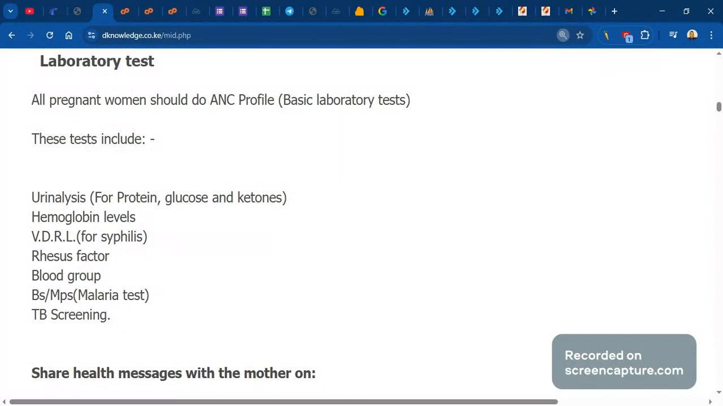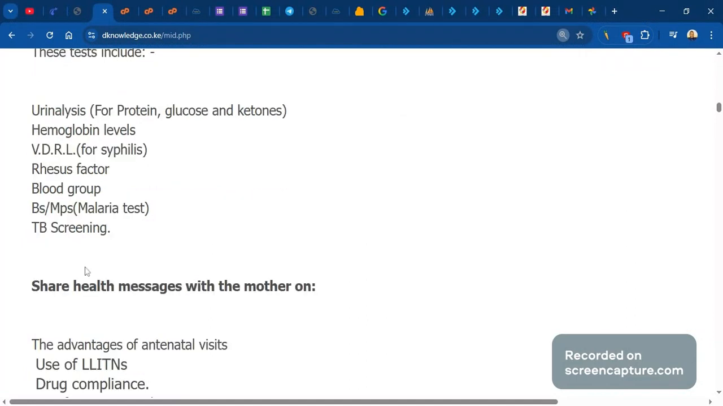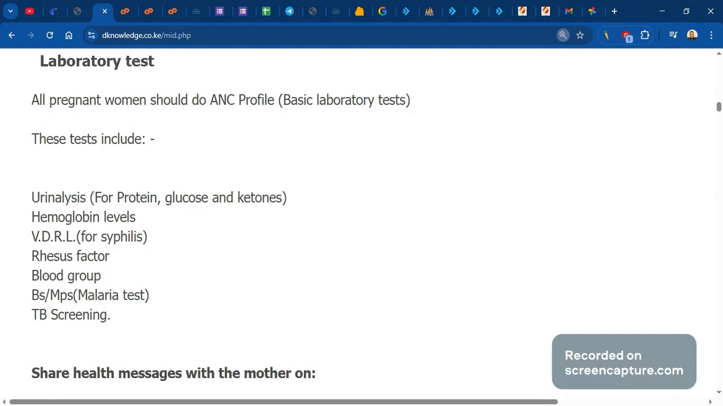VDRL for syphilis, because syphilis can be congenitally acquired by the fetus. Okay. And it can cause conditions such as blindness, and can affect the eyes and many other organs of the baby. So, rhesus factor, we check that to assure us of rhesus factor compatibility. Therefore, we don't have the agglutination in the newborn. Okay.